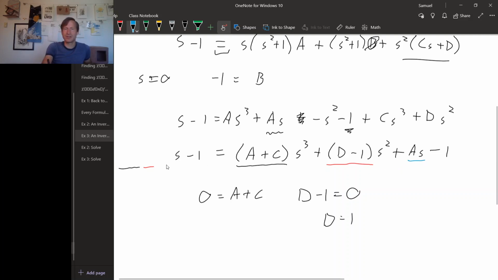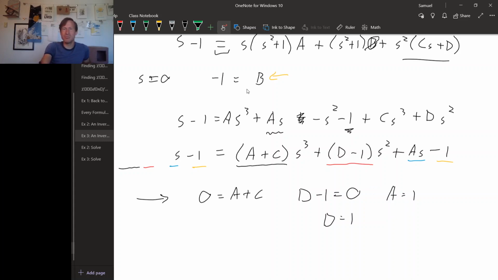The s coefficient on the left has to be equal to the s coefficient on the right. So that means a has to be equal to 1. So now we know a, we're making progress. And then the minus 1 doesn't really help. If we had not figured out b at the very beginning, then the constant terms would tell us that b was minus 1. Okay, so now that we've set all these coefficients equal, notice that we have these equations that are just linear equations in a, b, c, and d. So we just need to solve these for all of the unknowns.